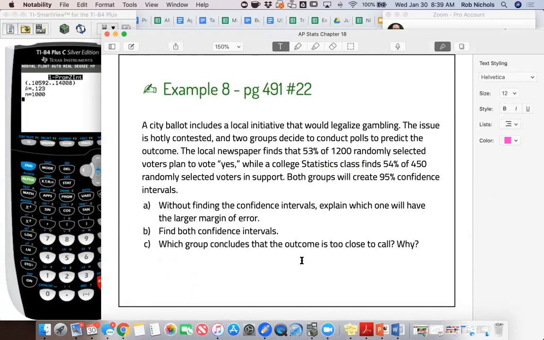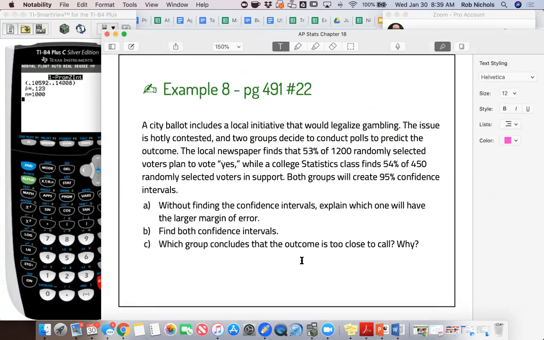All right. So a city ballot includes a local initiative that would legalize gambling. The issue is hotly contested, and two groups decide to conduct polls to predict the outcome. The local newspaper finds that 53% of the 1,200 randomly selected voters plan to vote yes, while a college statistics class finds 54% of 450 randomly selected voters support it. Both groups create 95% confidence intervals. So A, without finding confidence intervals, explain which one will have the larger margin of error.